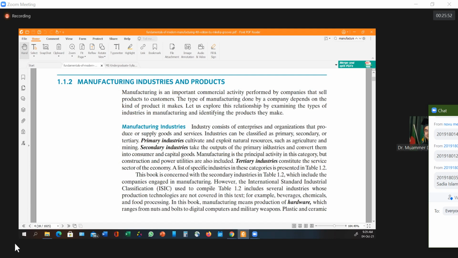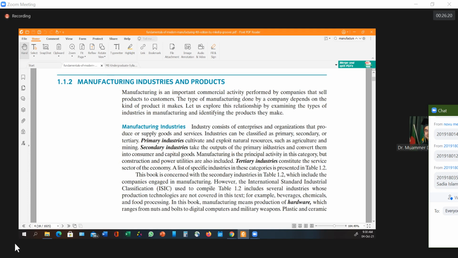The third type is tertiary industry, and they constitute the service sector of the economy. Tertiary industries rely not so much on producing goods, but on producing services. So, a familiar example would be Facebook. Okay?